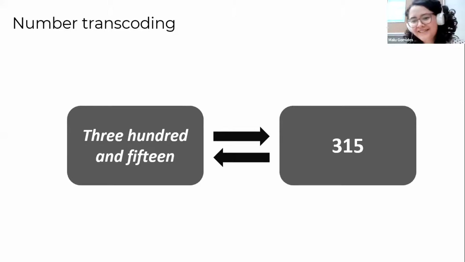So in this study, we investigated number transcoding, which is the ability to convert one numerical representation into another. Number transcoding is a major building block for children's numerical development, and it predicts later numerical development. So it's fundamental to investigate the cognitive mechanisms involved in number transcoding.